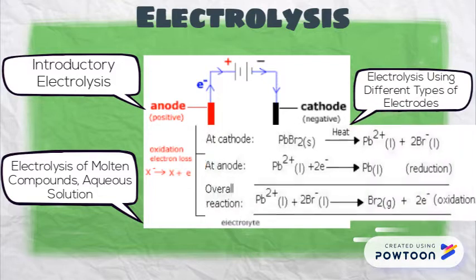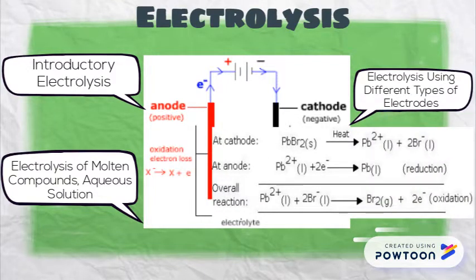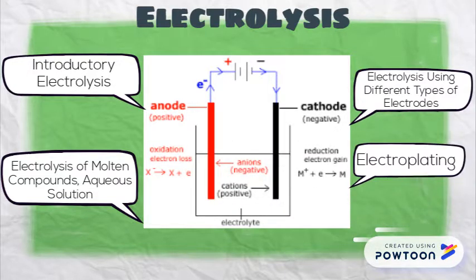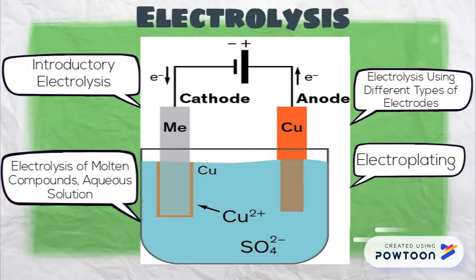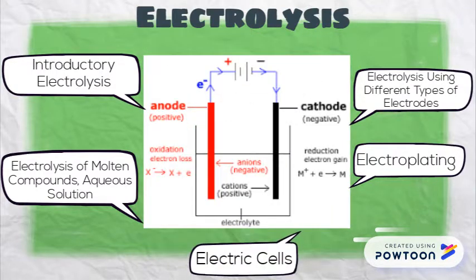construct ionic equations for the reactions occurring at the electrodes during electrolysis, electroplating of metals, for example, copper plating and its uses, simple cells, and the production of electrical energy.